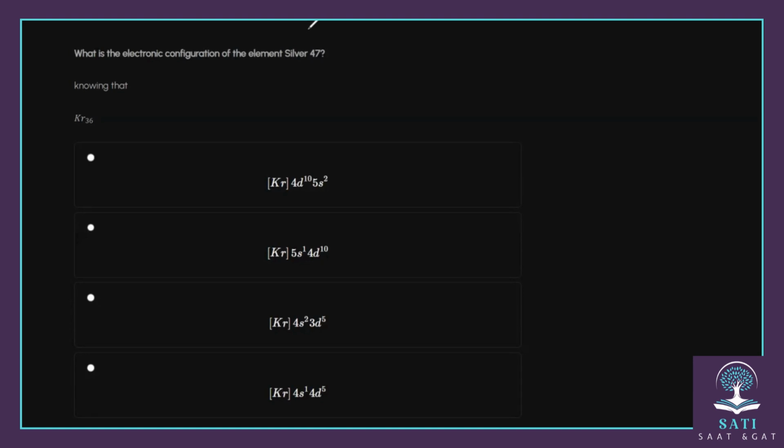What is the electronic configuration of element silver, 47, knowing that krypton is 36? Okay, as we see, the traces are given to us by noble gases notation. So we need to remember that noble gases start with helium, then neon, then argon, then krypton, right? We need to memorize these ones at least.